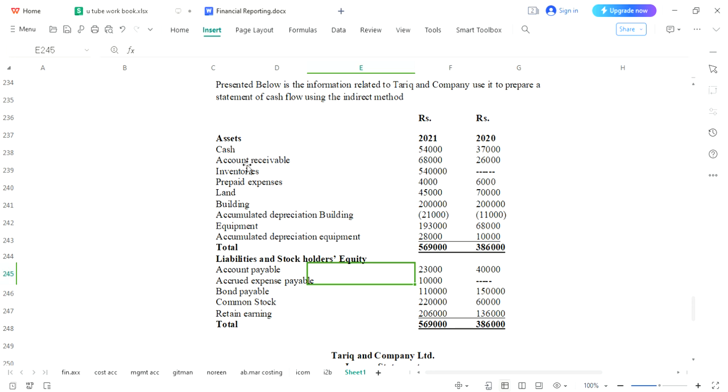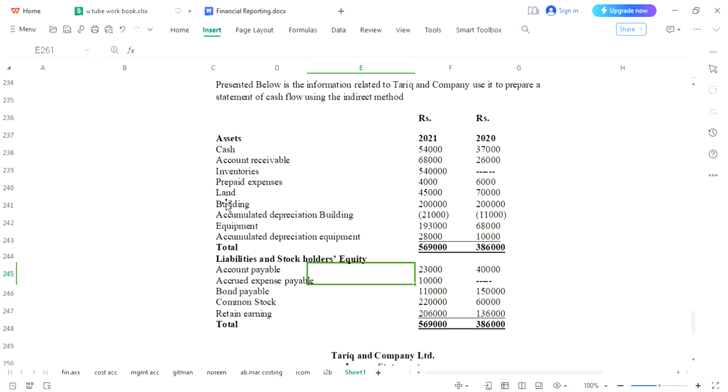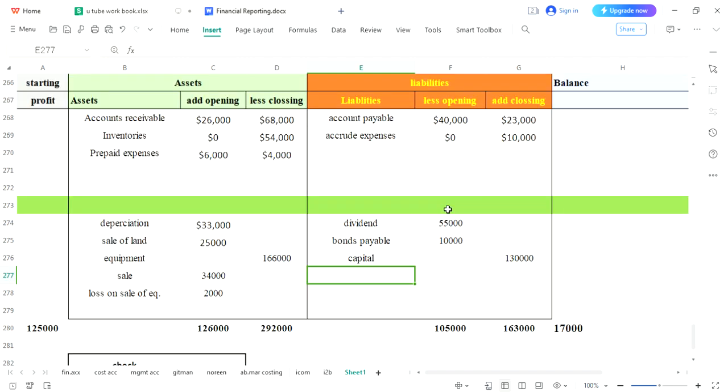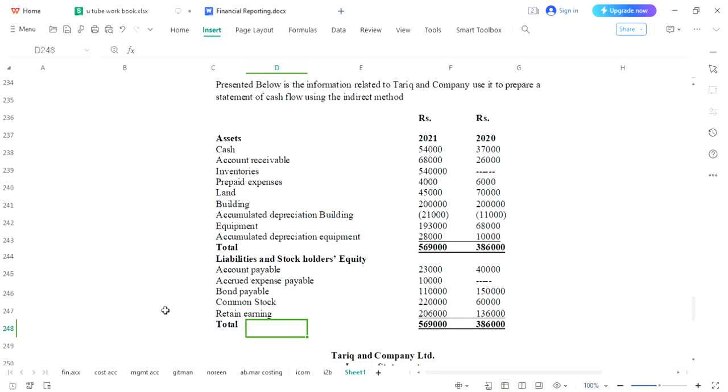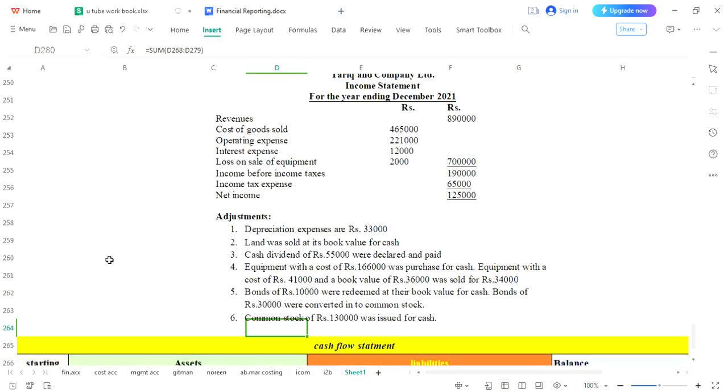Cash written, account receivable written, inventory written, prepaid written, land is also written. Please note it down. Look at here. Land has already been adjusted. After land, we have building. Building 2 lakh, 2 lakh. This was not written before. So we are going to write building over here. 2 lakh was at the start and 2 lakh was at the end of the period. After building, we have equipment, and you can see that equipment has already been adjusted. This is your equipment. Okay.